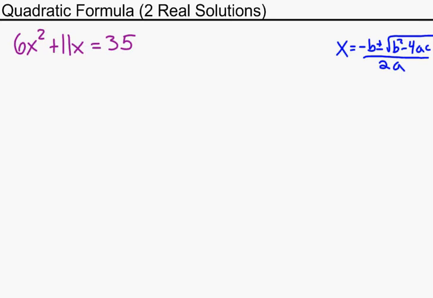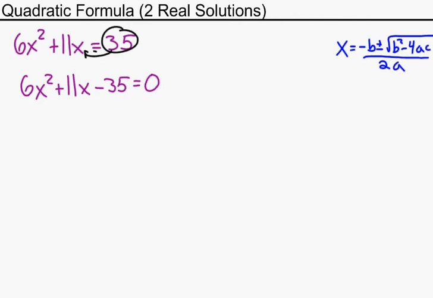In order to use factoring or the quadratic formula, the first thing I have to do is put it into standard form. So I'm going to move the 35 over using inverse operations and subtraction, and I get the standard form of 6x squared plus 11x minus 35 equals 0. Now I'm in standard form, and I can approach the quadratic formula in a very systematic way.